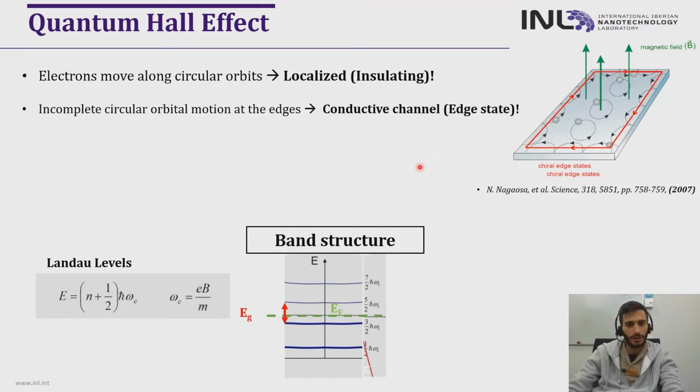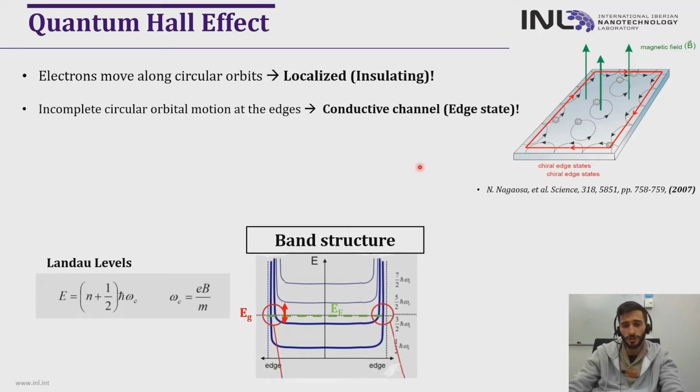So let's take a look at the edge of the band structure. Due to these potential barriers in the edges of the material, the bands will cross the Fermi level, creating these edge states that can conduct electricity.